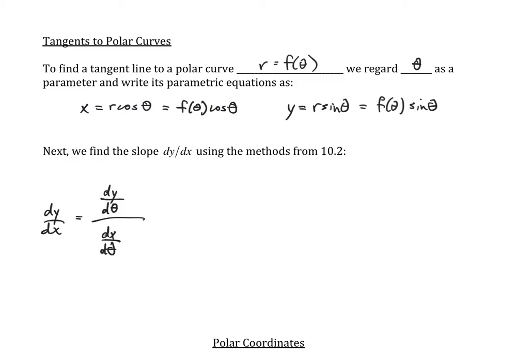When we take the derivative dy/d theta, we're going to need to use the product rule. Your first function is f of theta, and your second function is sine of theta. So when we use the product rule, that dy/d theta is going to be f prime of theta, the derivative of the first function, you keep the second, which is sine theta, plus take the derivative of the second thing, which is cosine of theta, and then you keep the first thing, which is your f of theta.